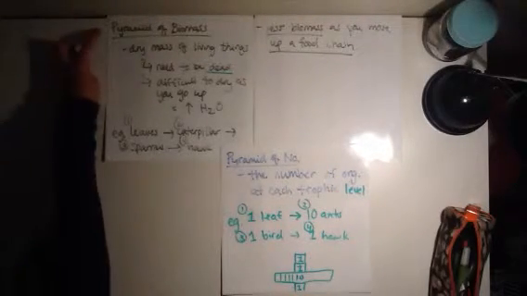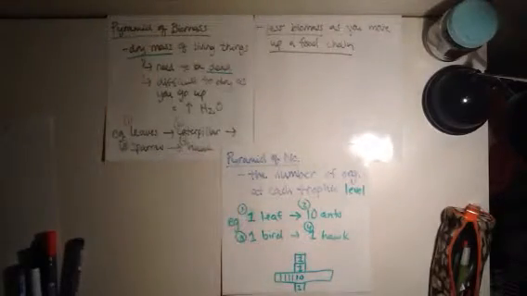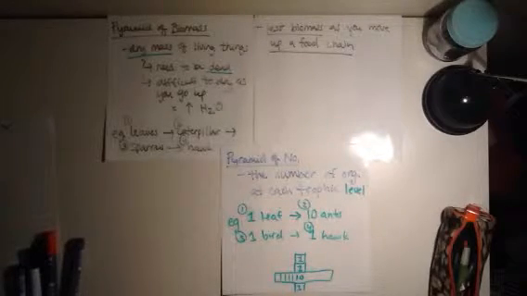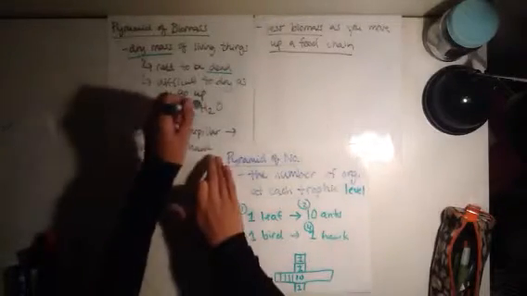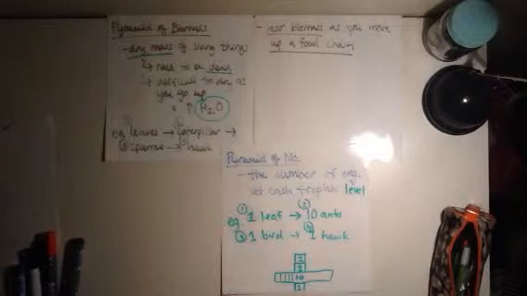Remember, pyramid of biomass, again, is the dry mass of living things, and to get the dry mass, it has to be dead, and you have to remove the water. So the water needs to be removed in order to get the dry mass. That's why it's called dry mass.